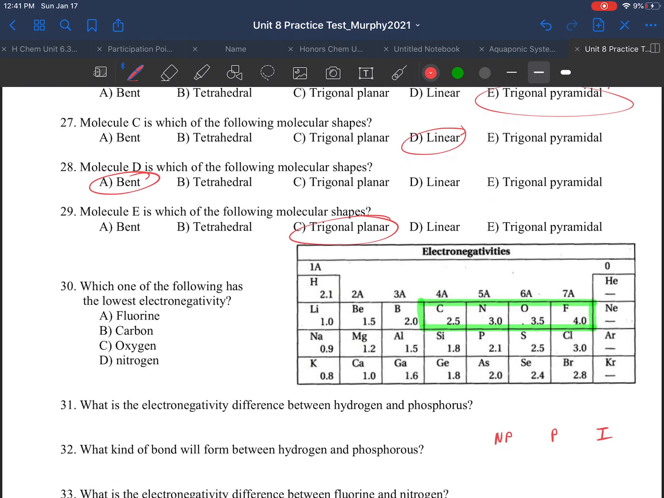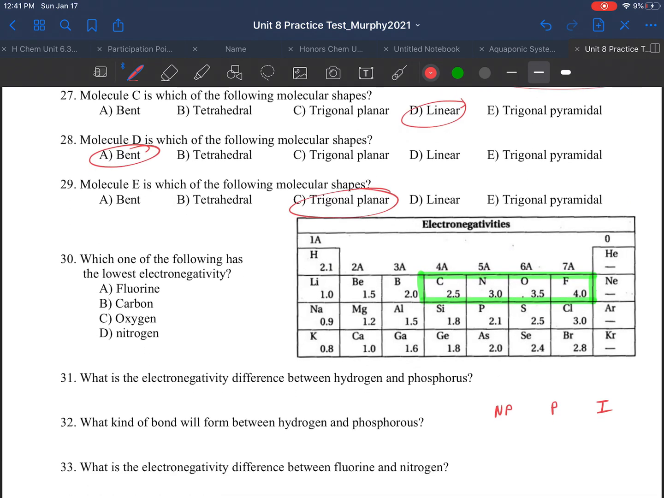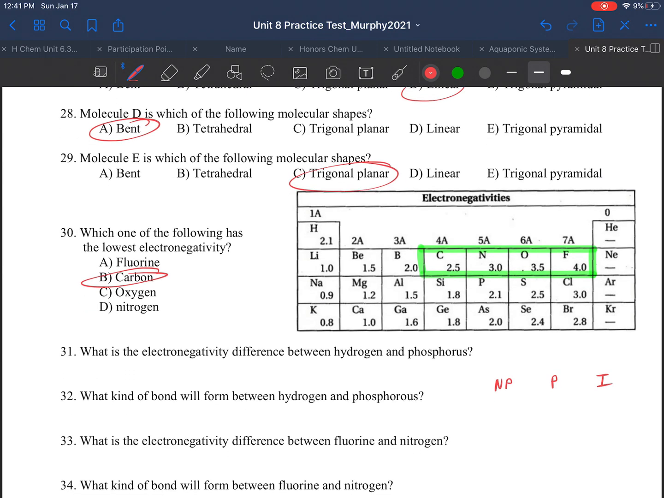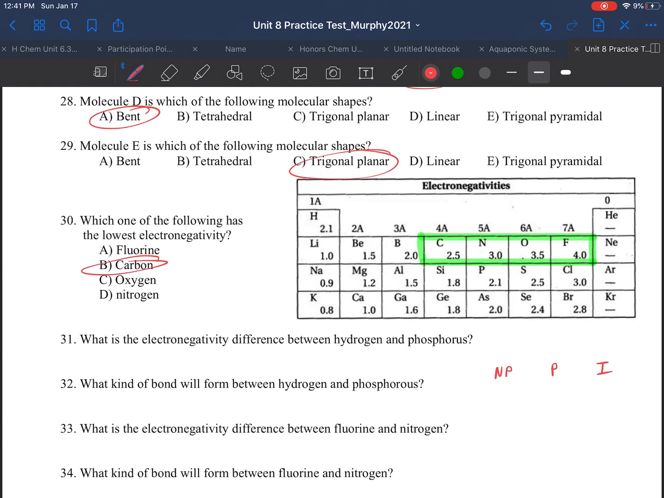Which one of the following has the lowest electronegativity? So I highlighted the 4 options here. And if we just look at the 4, carbon is going to have the lowest electronegativity value. What's the electronegativity difference between hydrogen and phosphorus? If we highlight those, we're looking at hydrogen and phosphorus. They actually have the same electronegativity, and so the difference would be 0.